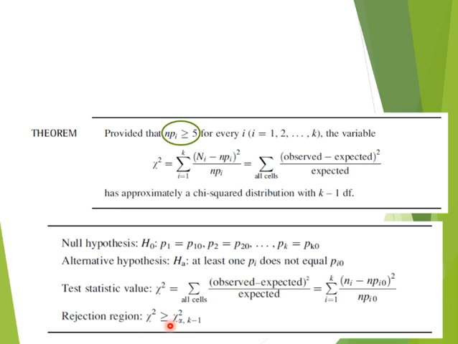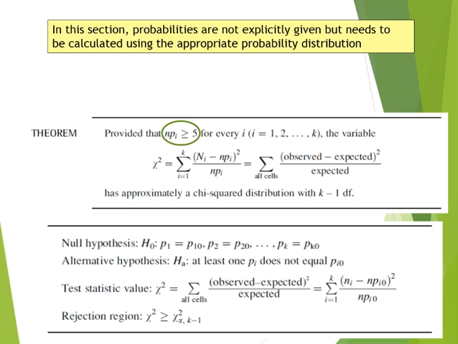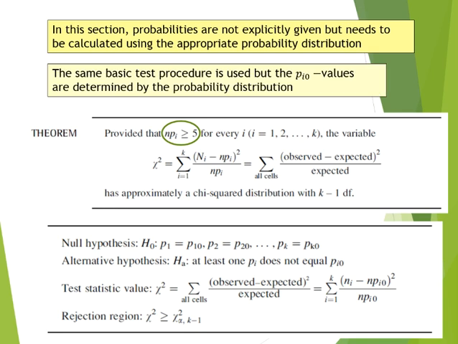This is the theorem and the general hypothesis testing procedure that we looked at yesterday, and that's going to remain our basic procedure. In this section, the only difference is that the probabilities are not explicitly given, but need to be calculated using the appropriate probability distribution. But the same basic test procedure will be used as for those illustrated in the first lecture.